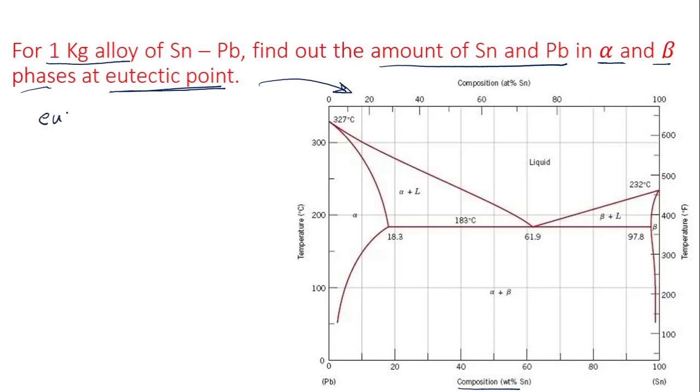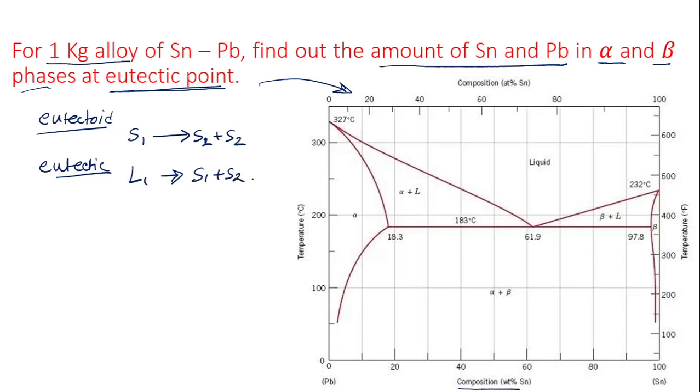If they had said eutectoid point, eutectoid reaction means we will get two solids from one solid. Okay, this is the eutectoid reaction. Similarly, eutectic reaction means there we have one liquid, and from that one liquid we will get two different solids. Similarly, if they are saying peritectic, then there will be one liquid and one solid, and from that we will get a second solid.